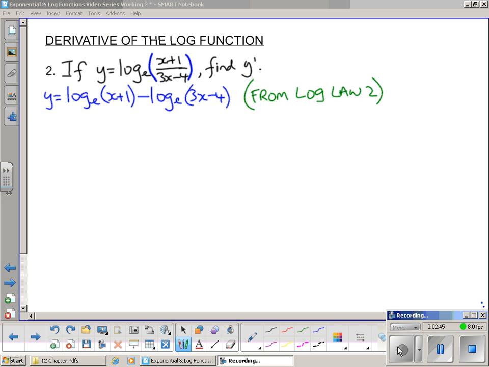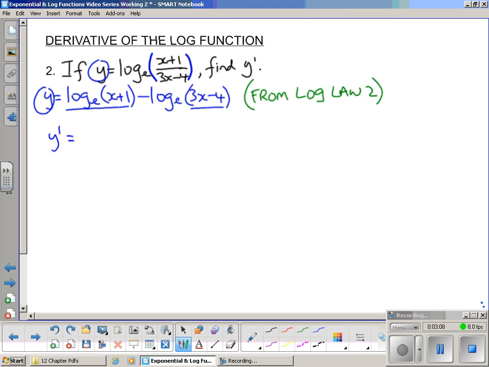So you'll notice I've written it out here separately. We've got log e of the top minus log e of the bottom. And that's from log law 2 that we saw from a previous video. Alrighty, so that's just a rearrangement of y. We haven't started taking the derivative yet, but still. Now when we do, y dash is equal to, and we'll just concentrate on this first part first here.